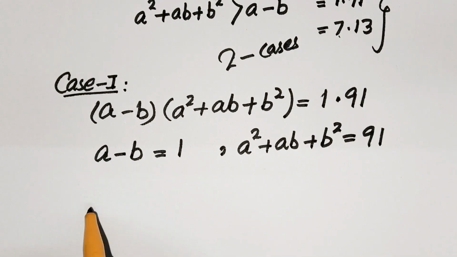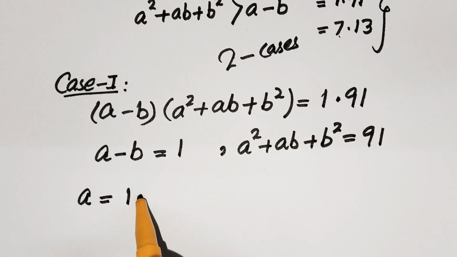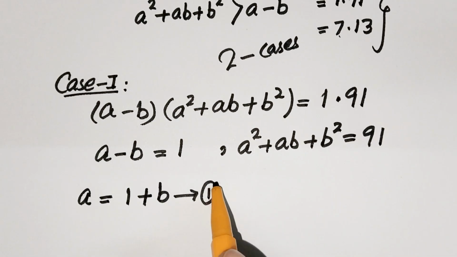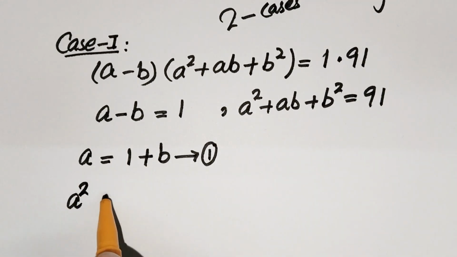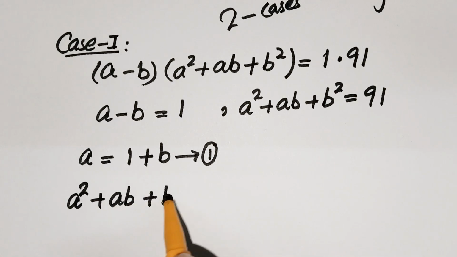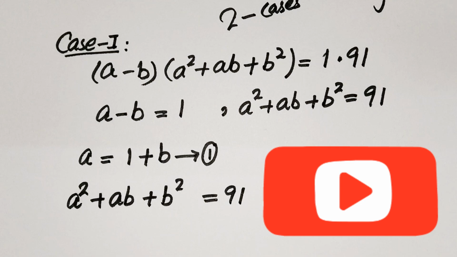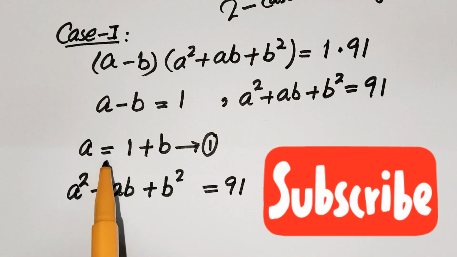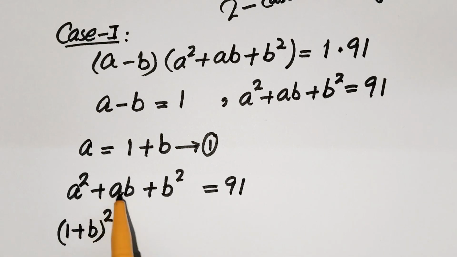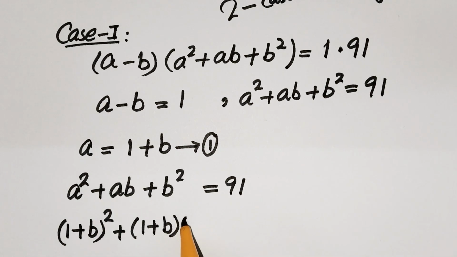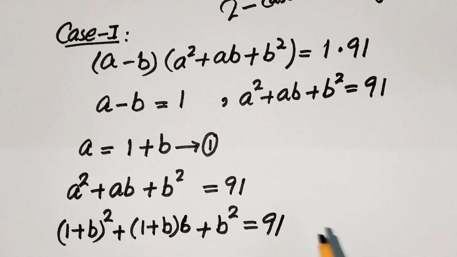So here, if we shift b, we see that a is equal to 1 plus b. Let us consider it as our equation number 1. To solve, we have a squared plus a times b plus b squared, which is equal to 91. As we know that a is equal to 1 plus b, putting this value here, a squared will be (1 plus b) whole squared, plus a, that is (1 plus b), times this b, and plus b squared, which is equal to 91.